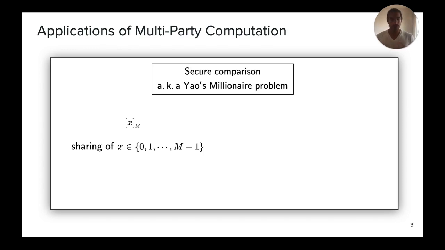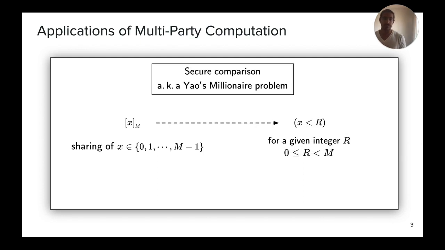While there is a variety of flavors, sometimes they might be equivalent, sometimes they might not. In this work, we are going to focus on the following setup. We have arithmetic secret sharing of a secret x, which is in the ring 0 to m-1. And what we would like to compute is whether this x, the underlying secret, is less than a public value r. And r in our case is going to be public.